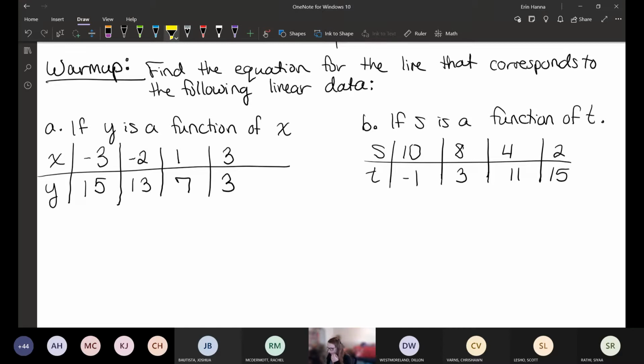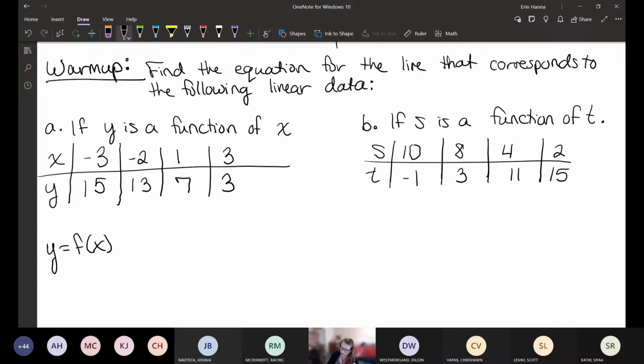So in our first one, we're given that y is a function of t. I don't know why I said t. It's an x. Y is a function of x. So that's essentially the usual setup, and we don't really need to worry about the table because it's set up in the way that we would normally expect. So we would need to find the slope.